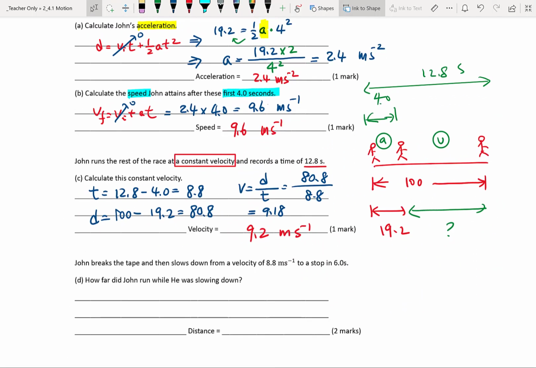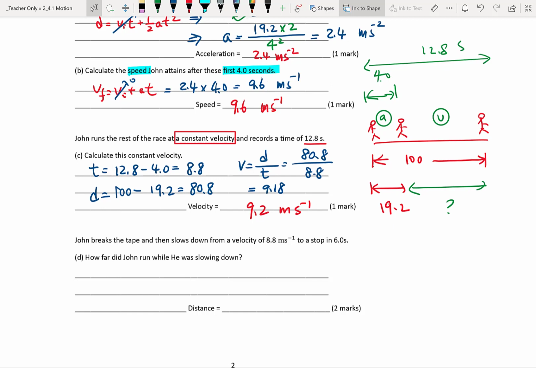And the last question, D: John breaks the tape and then slows down from a speed to stop. What does that mean? That means our Vi is 8.8 meters per second, and to stop, the final speed will be 0 meters per second, and it takes 6 seconds. John ran while he was slowing down, so we want to know the distance. We have initial speed, final speed, and time, and we don't know acceleration.